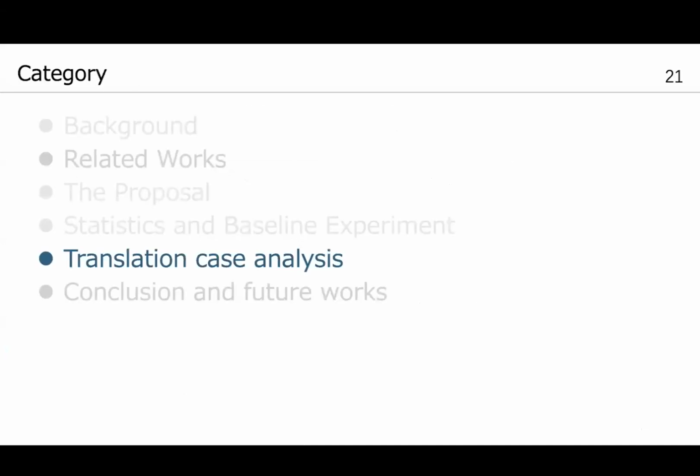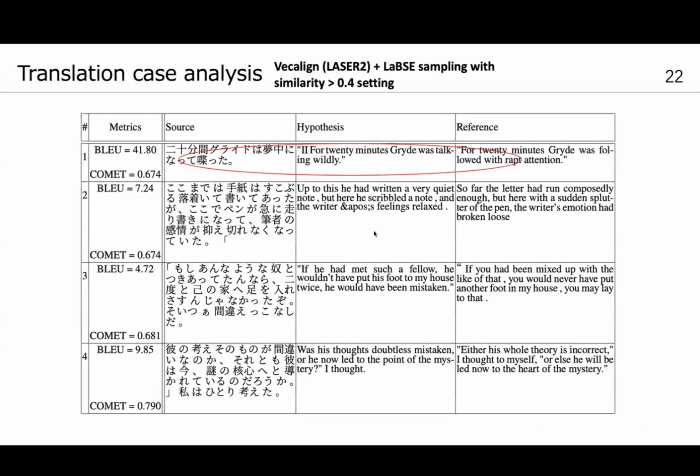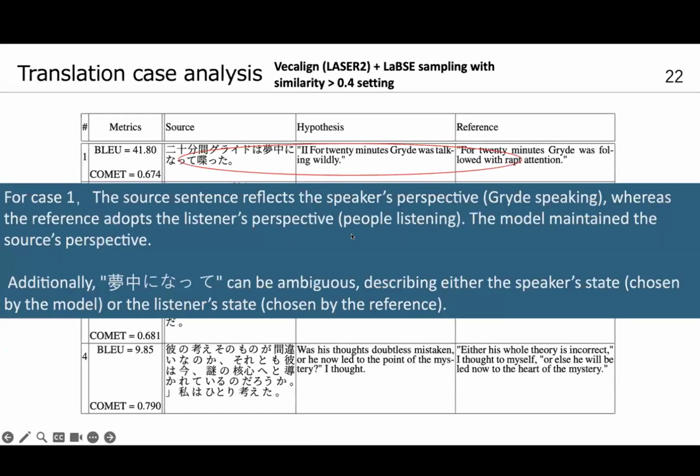And next part is the translation case analysis. There are 4 translation cases, and for case 1, the source sentence reflects the speaker's perspective. For example, the bride is speaking, whereas the reference adopts the listener's perspective. People is listening. Grade was followed with rapt attention.